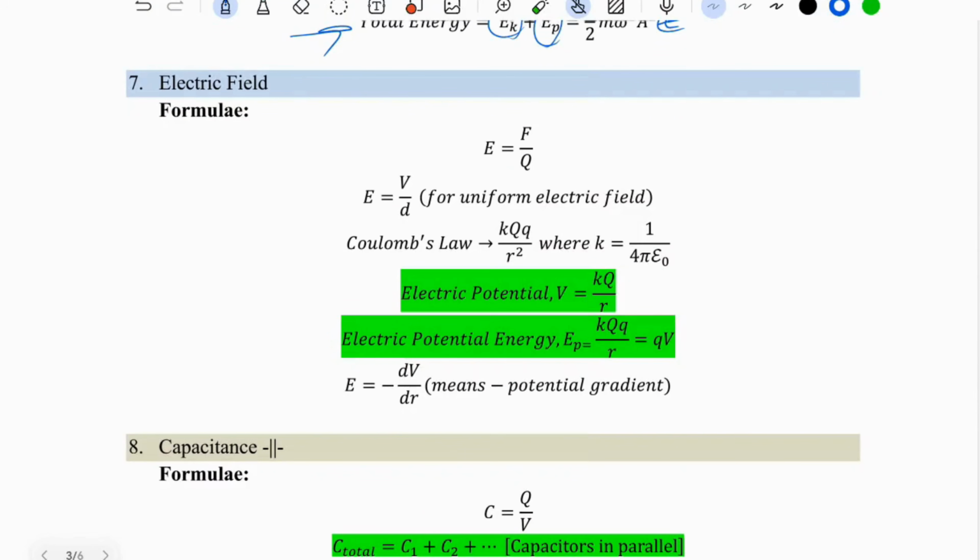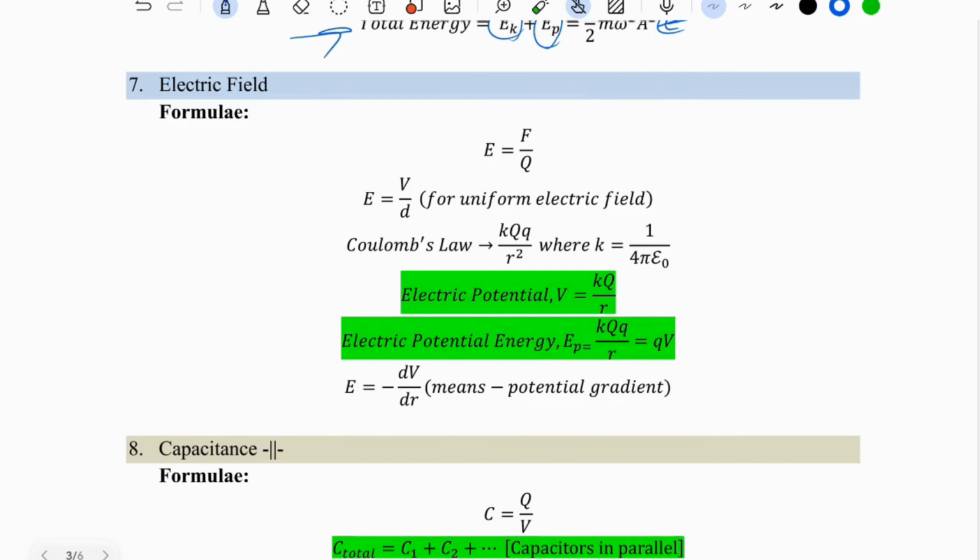Now chapter 7, electric field. Okay, so I just went and drank some water. Okay, now we can continue.